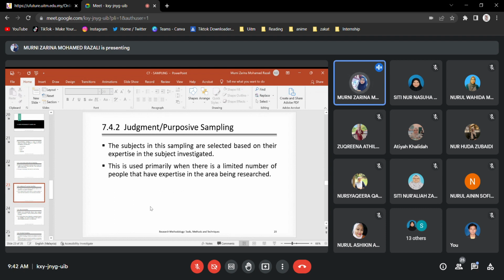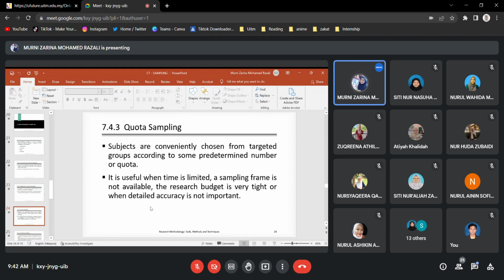Alright, itu purposive. Purposive pun mudah juga sebenarnya untuk buat, dan dia akan bantu you to increase the validity, sebab you pilih orang yang relevan to answer your topic. Sebab kadang-kadang dalam population kita tu tak semua orang have knowledge tentang topik ataupun isu yang you nak bincangkan. Jadi you kena tanya dulu, is the elements tu, orang dalam population kita tu aware ke tak? Kalau dia kata dia aware, then dia boleh terpilih. So itu jadi purposive.